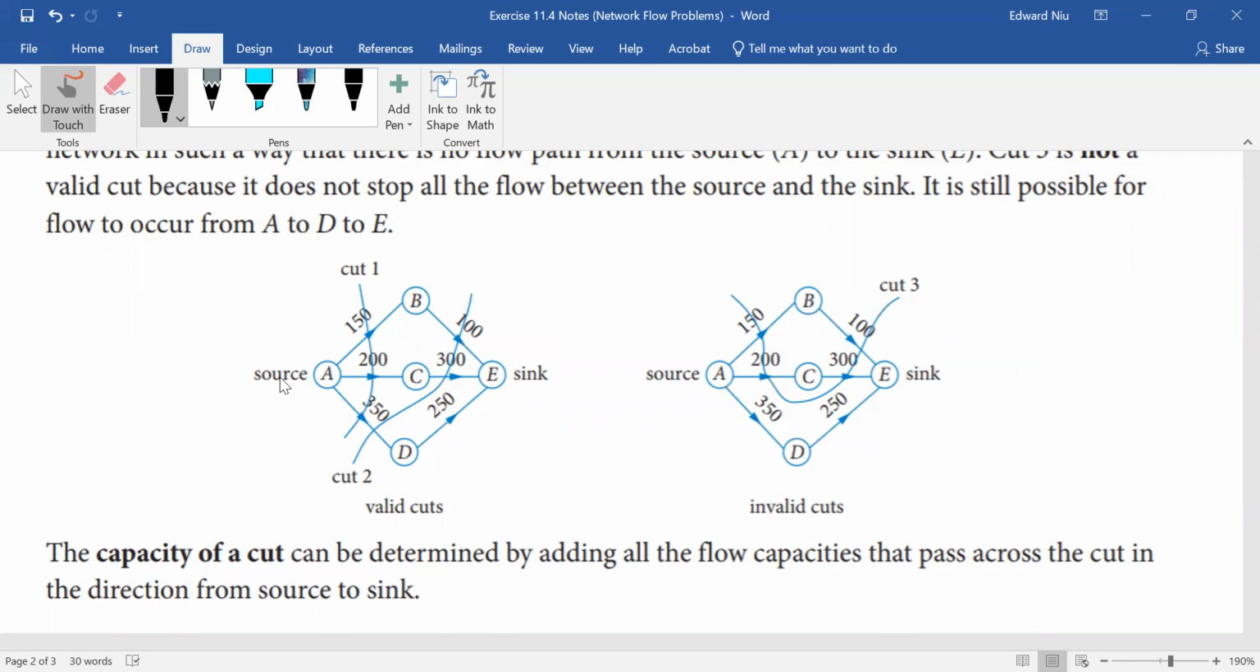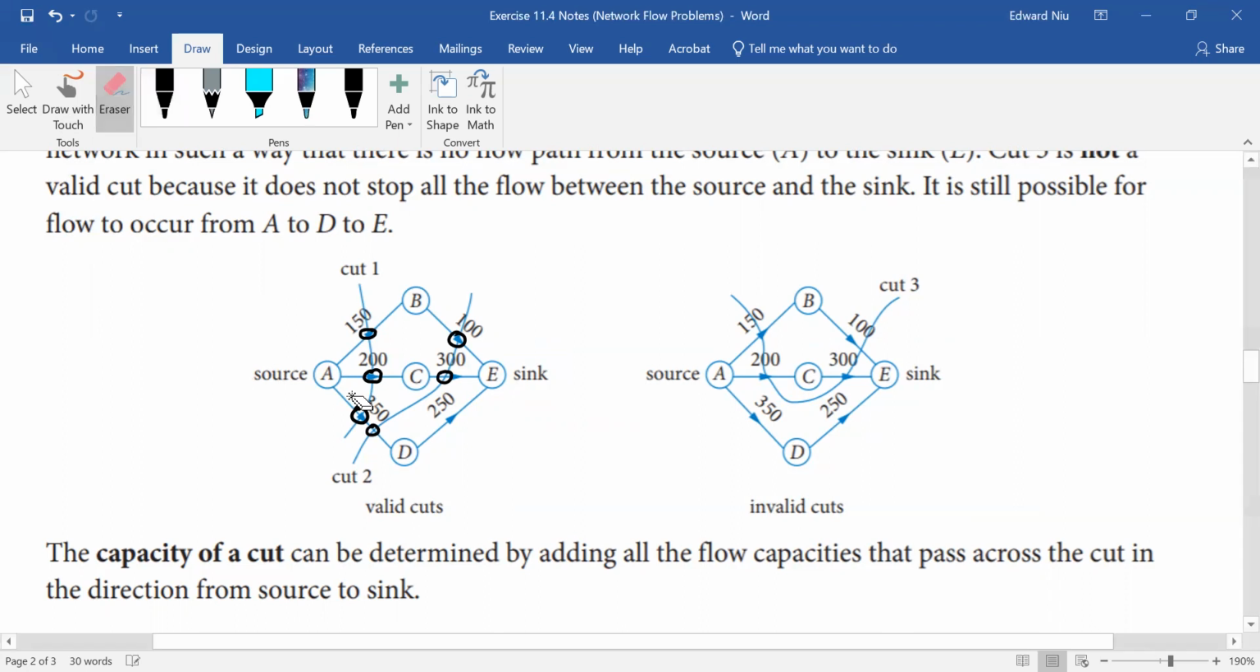The reason why cut 1 is a valid cut is because this point here and this point here would stop all water flow if we were to just chop it and put a dam there. If we were to cut instead of this first point at the 100, between B and E, C and E, and then A and D, that would also stop the water flow because the arrow tells us which way the water's flowing.